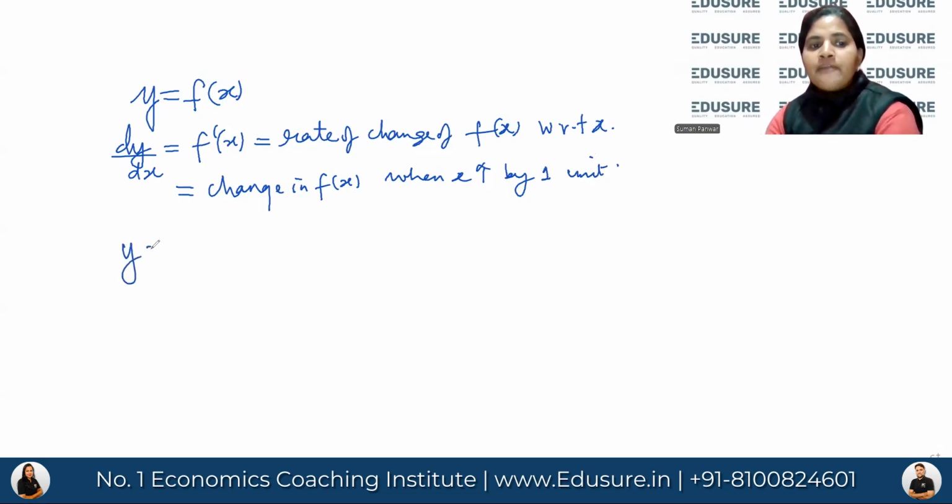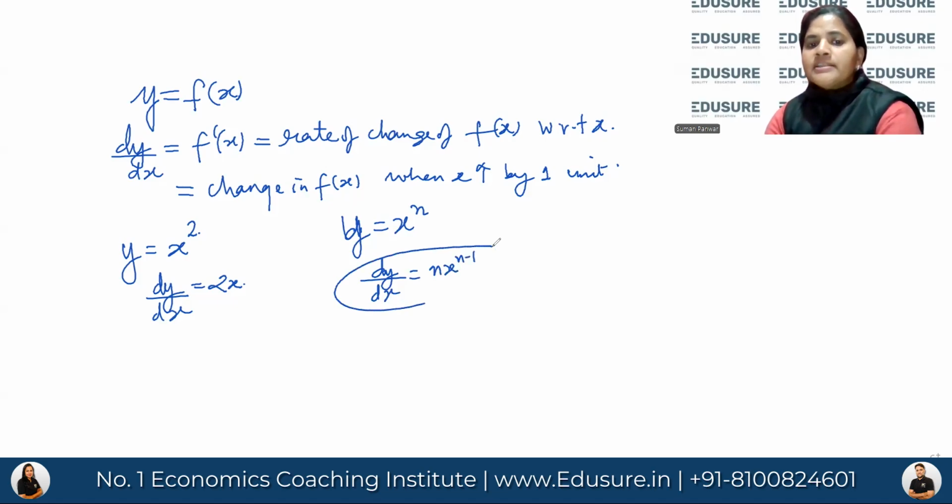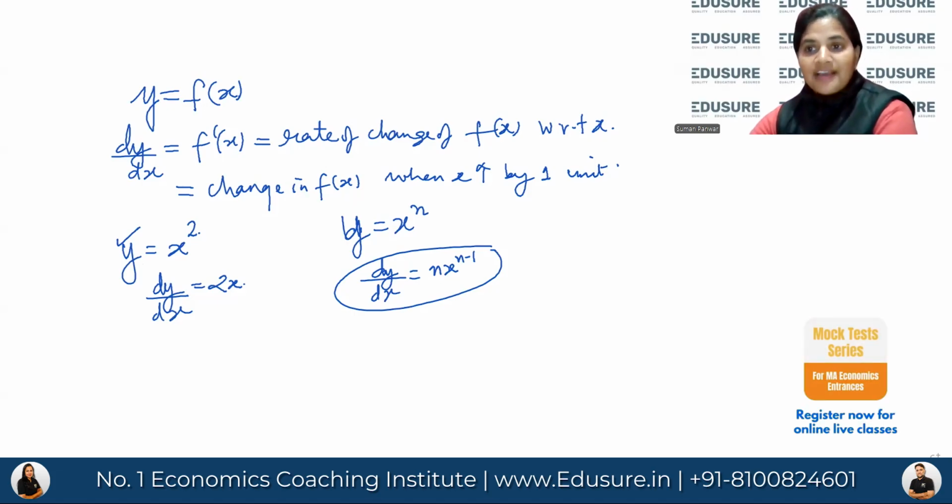So we all know the standard methods of differentiation. For example, if y is a function of x, which is y equals x square, then we know that dy by dx equals 2x. That is the power formula. So if y equals x power n, dy by dx is n x power n minus 1. This is a simple application. I am directly differentiating y with respect to x.